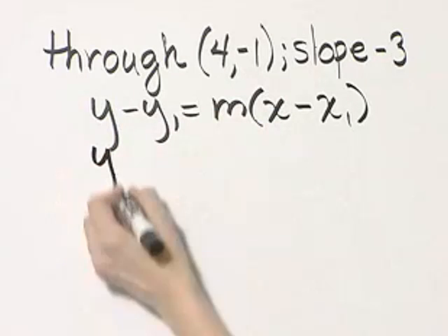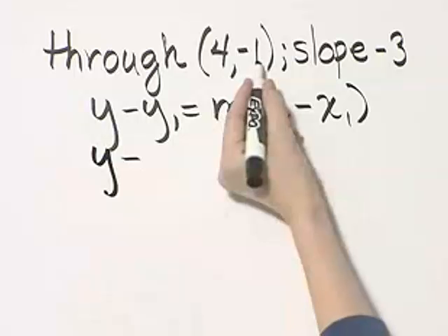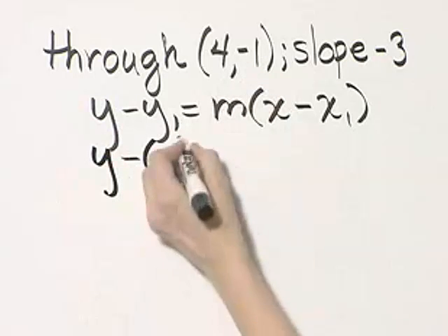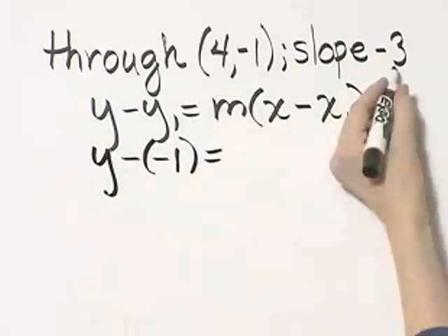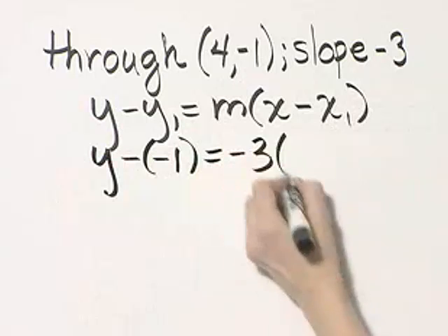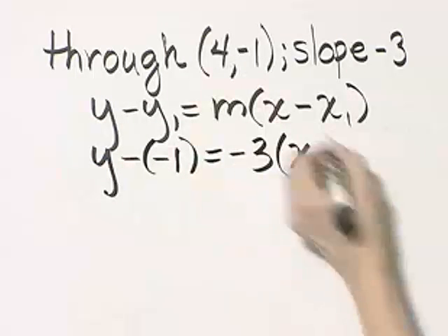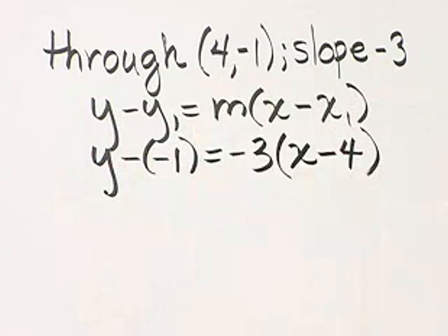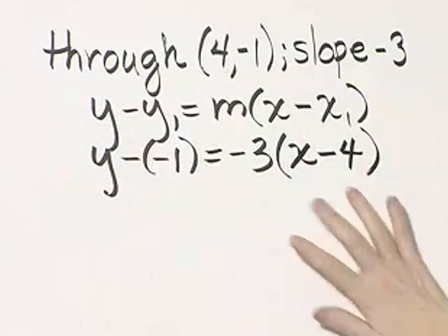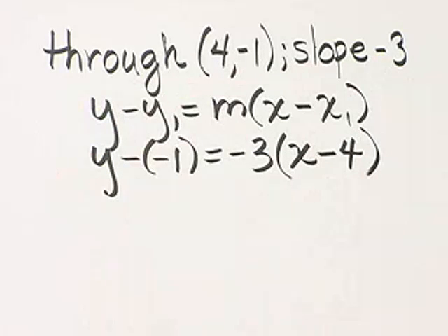That will be, in this case, y minus the y value of the ordered pair, negative 1, is equal to slope, which is negative 3, times x minus the x value of 4. We now have an equation of this line. We just need to write it in standard form.